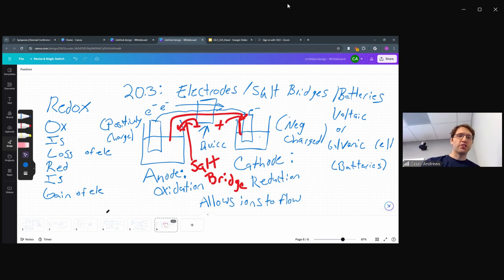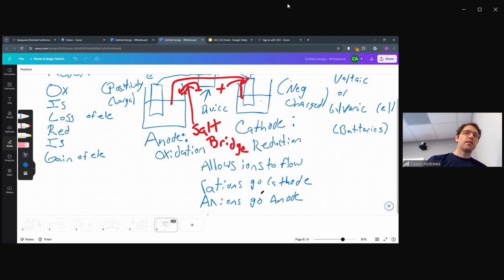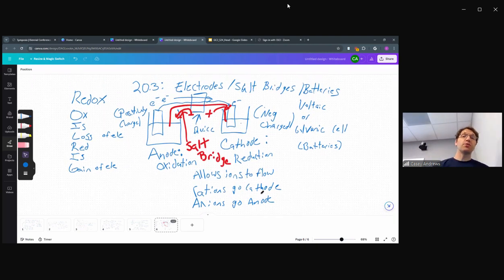So salt bridge: cations go to cathode. That's why it's called a cathode, because that's where cations go. Anions go to anode. That's why it's called an anode. This allows the battery to continue to run without stopping, because otherwise the electrons would flow until there's a charge imbalance and then they would stop. So your battery would work for that fast and then it'll be dead.